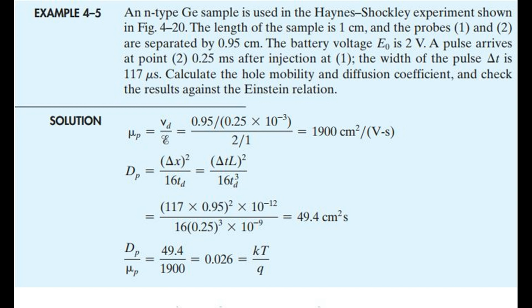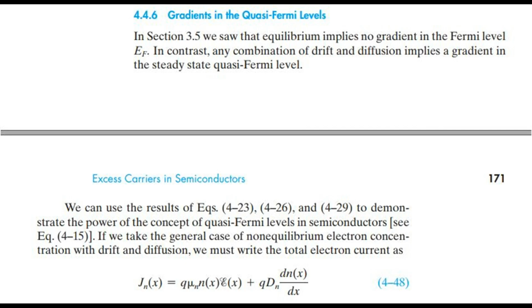Gradients in the quasi-Fermi levels. In section 3.5 we saw that equilibrium implies no gradient in the Fermi level F. In contrast, any combination of drift and diffusion implies a gradient in the steady-state quasi-Fermi level. We can use the results of Eqs. 4.23, 4.26, and 4.29 to demonstrate the power of the concept of quasi-Fermi levels in semiconductors. Eq. 4.15.